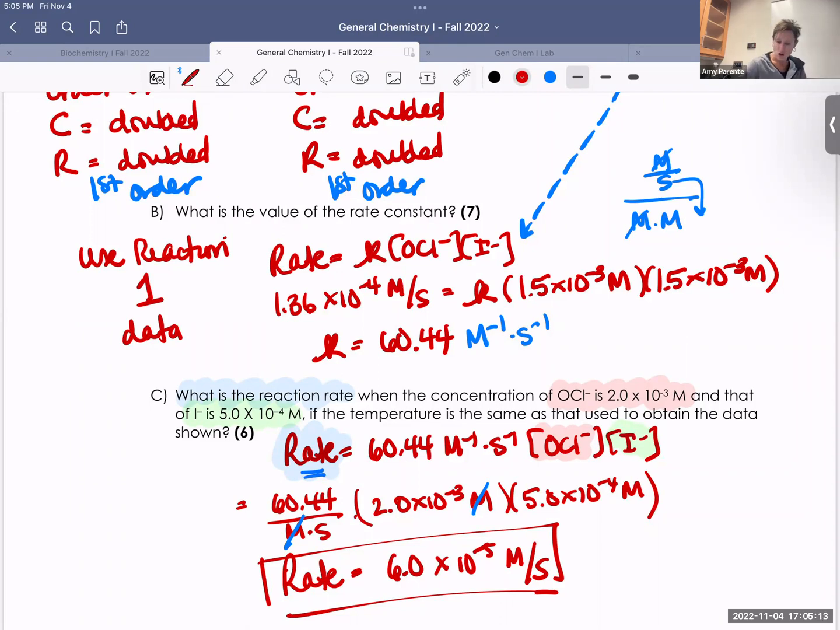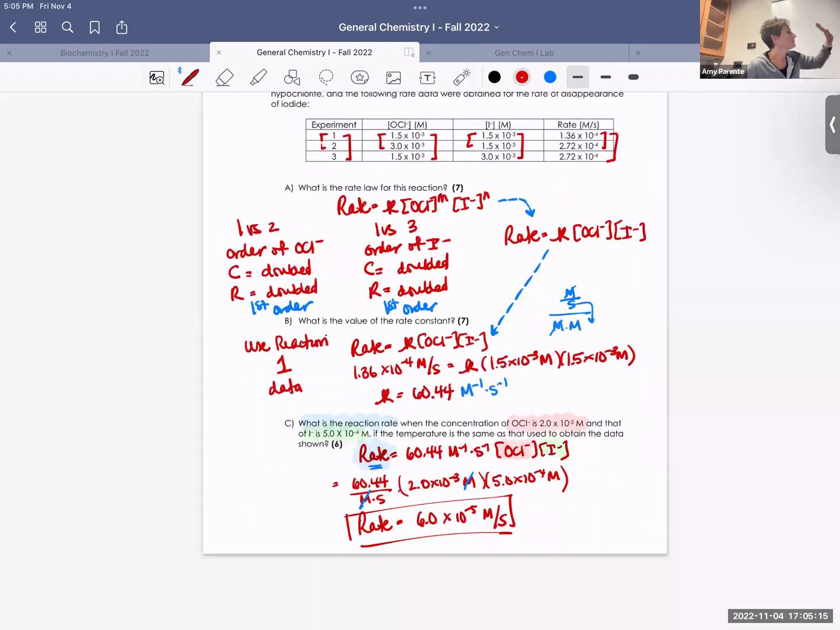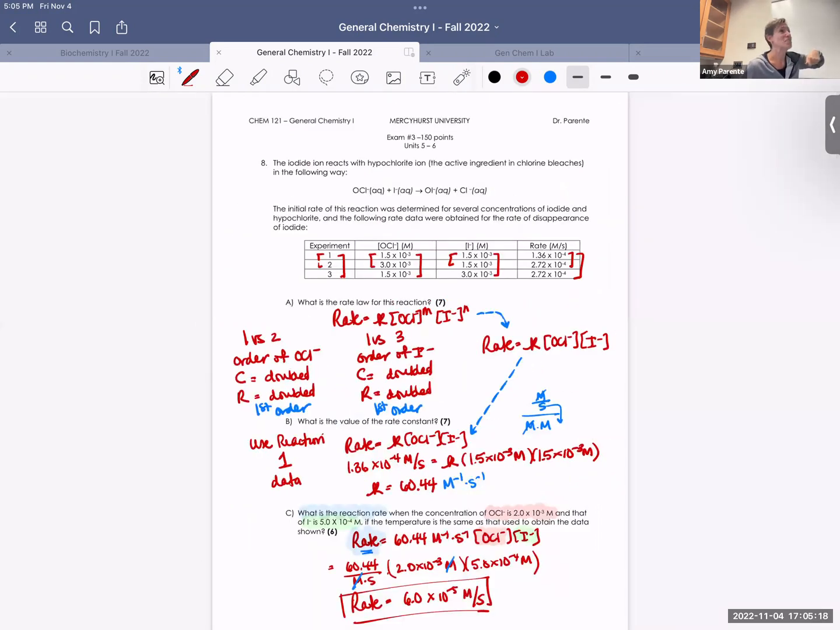Good. All right. So you're going to see a method of initial rates problem, and you're going to see these pieces that sort of build on one another.